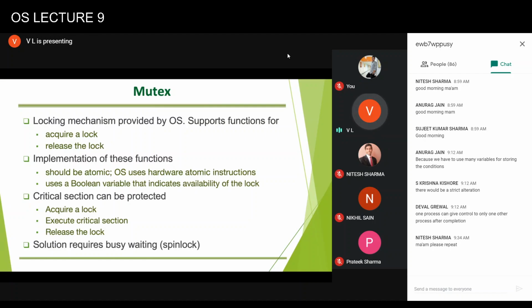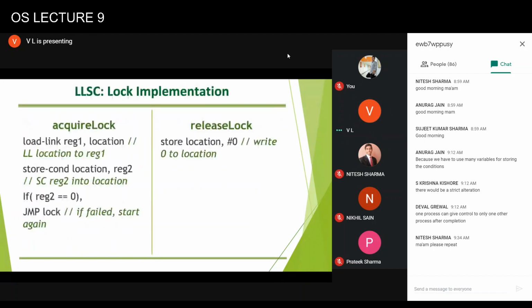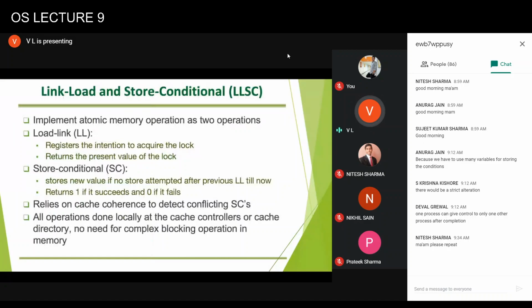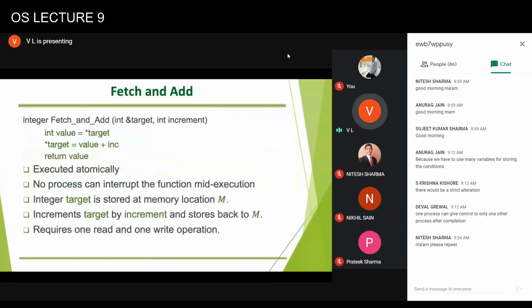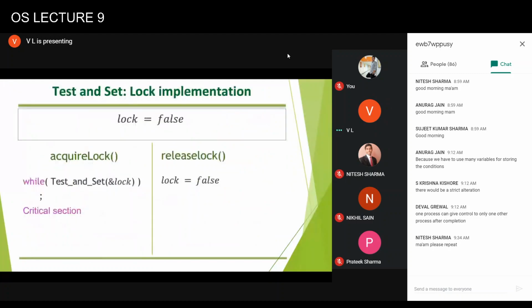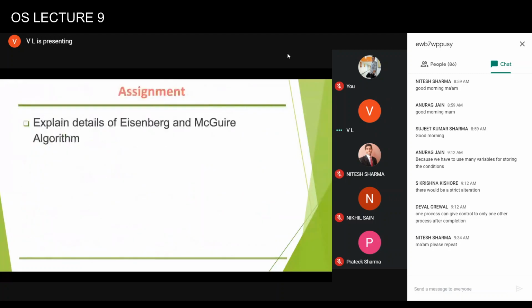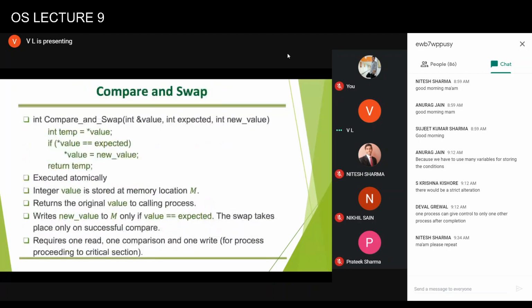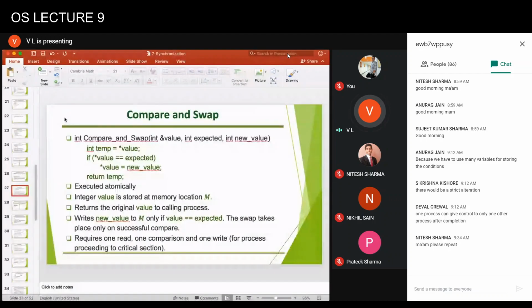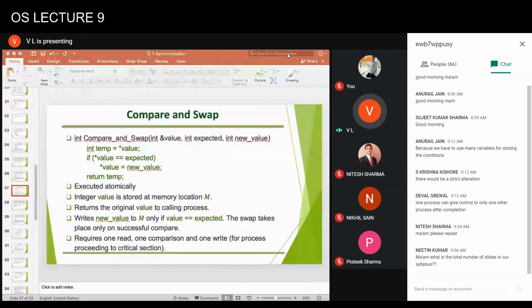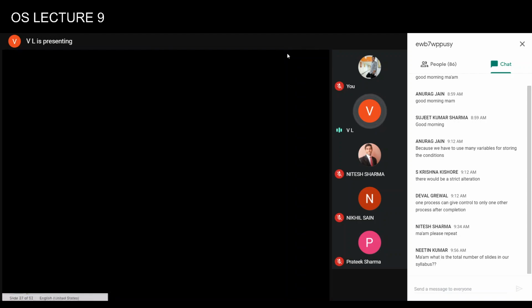So what you are required to do is read about load link and store conditional. And you are also required to read the Eisenberg and McGuire algorithm from the PDF that I've sent you. These will be the classwork assignments for you today. Meanwhile, I'll be posing a question on the classroom. So please answer that for the sake of the attendance.